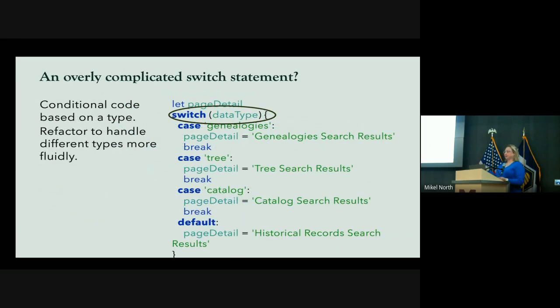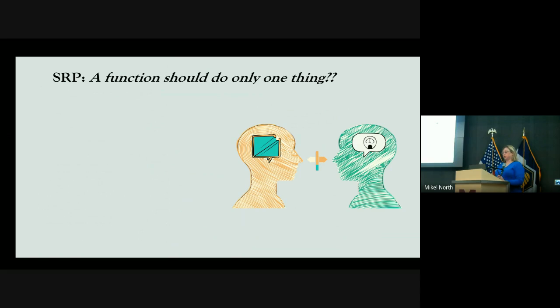Or it's the same with this overly complicated switch statement. When you have conditional code based on some type that you pass in and you permeate your whole code, maybe there's a different way to construct your code base so that you only have one stakeholder and it's easy to change these. So maybe the first time you thought single responsibility principle was a function should do only one thing.